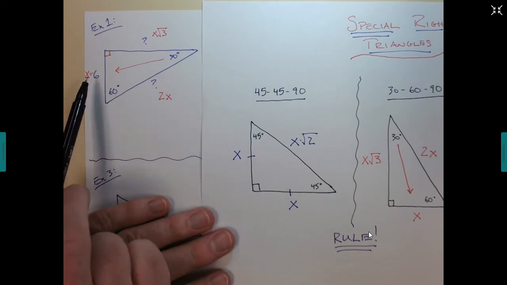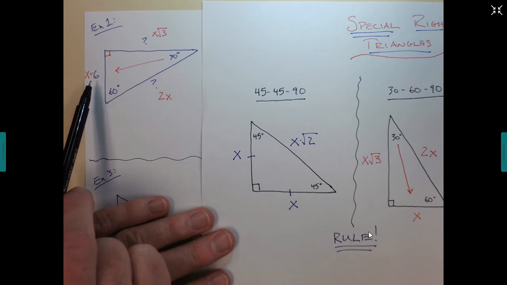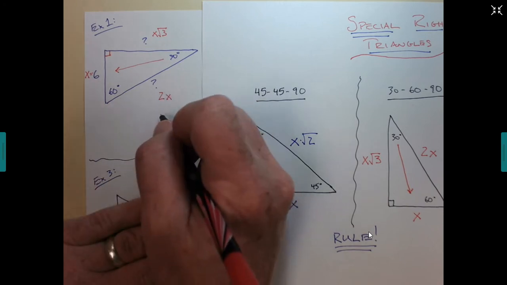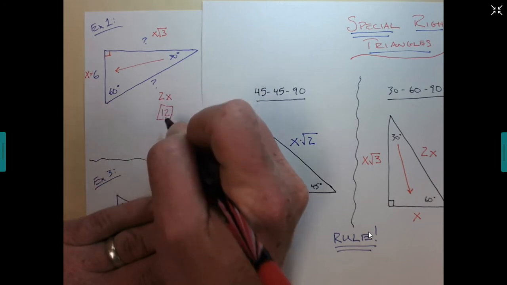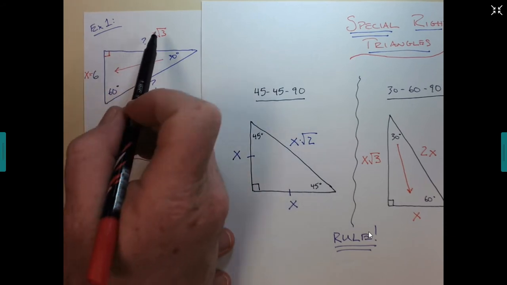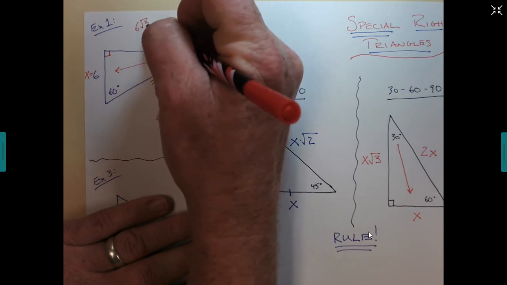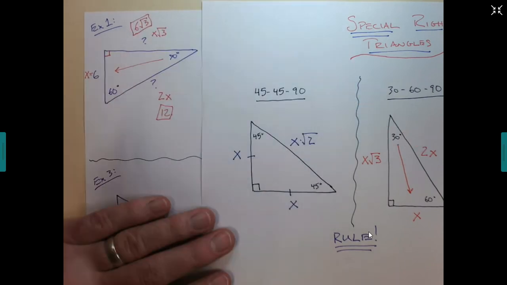So step 3 says solve for x. Well, this was the easy problem. I already know what x is. x is 6. All I got to do is go plug it in. If I plug 6 in here, 2 times 6 is 12. If I plug 6 in here, 6 times the square root of 3, I can't combine those. It's just 6 times the square root of 3.